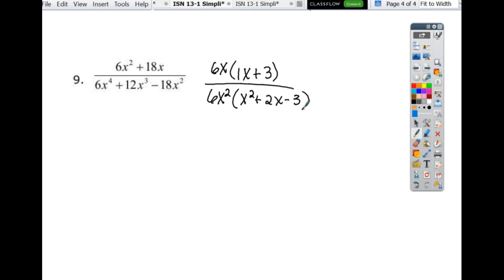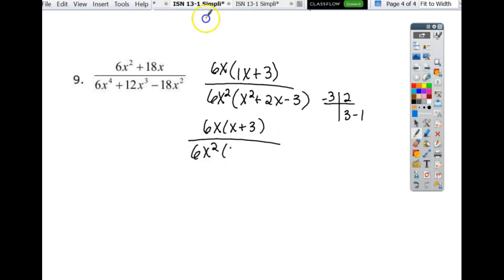So does this factor, Holly? I would say yes if I were you. Okay. So you get negative 3 and 2. 3 and negative 1. So I'm going to have 6x times x plus 3. Now what cancels? The x plus 3. What about the 6's? They cancel as well. Now I have x on top and 2 x's on bottom.